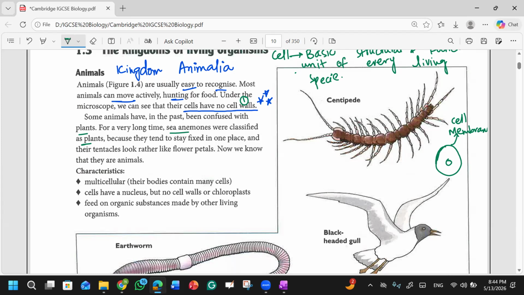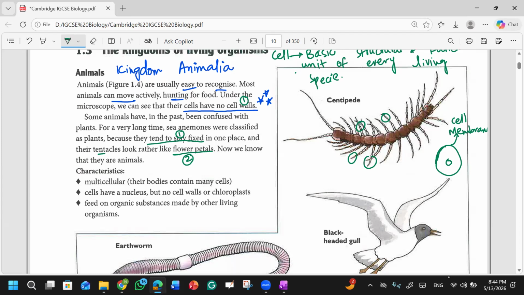So this was the first thing, that sea anemones tend to stay fixed, just like plants. You know, plants remain fixed at their position. And the second thing is that their tentacles look rather like flower petals. What are tentacles? These are tentacles, the projections in them. Their tentacles are like flower petals. So on these two bases, the biologists placed the sea anemone in the plant group, in the previous times.